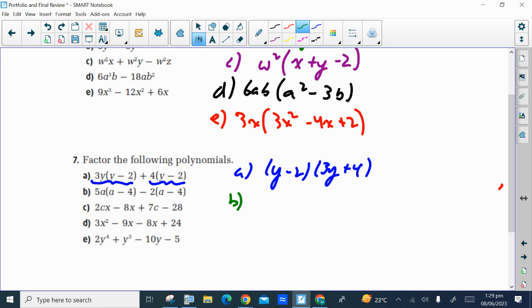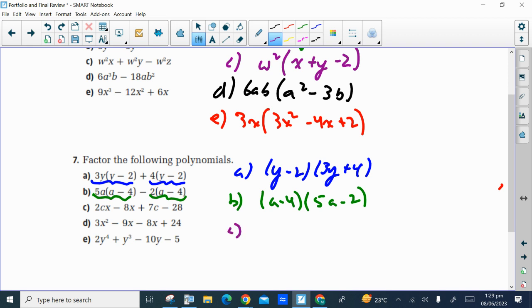B is set up the same way. There are two terms there. Both of those terms have an a minus 4. That is our common factor. To get what's left, divide each term by a minus 4. We'll get 5a minus 2. And there's the factors.